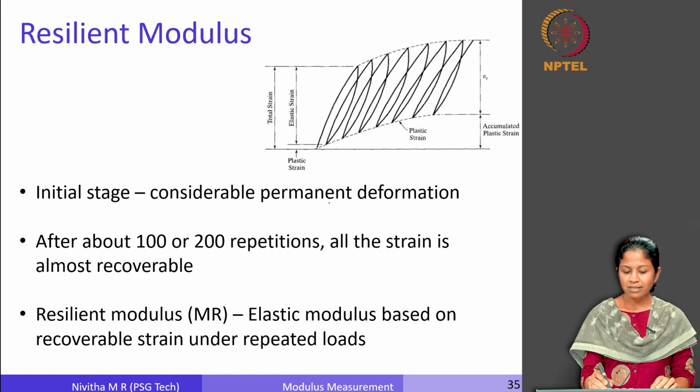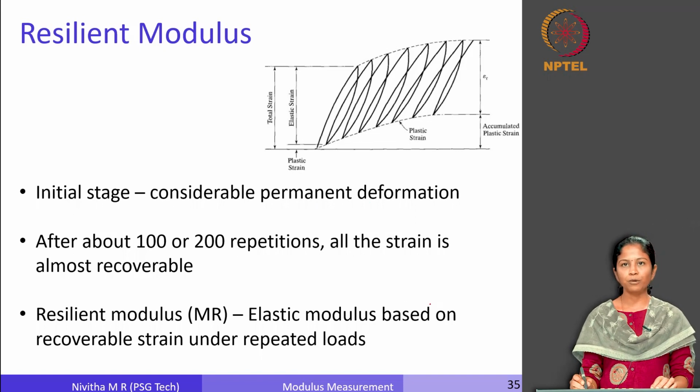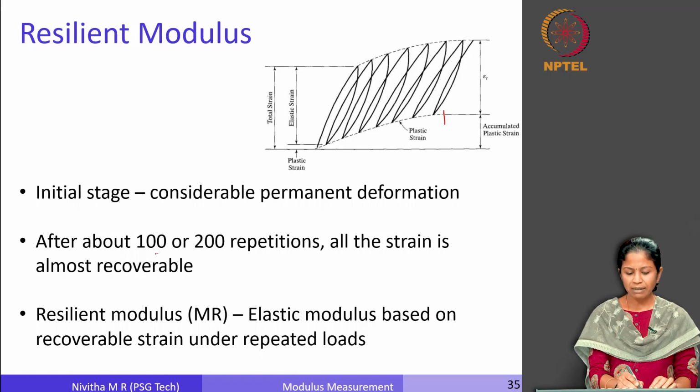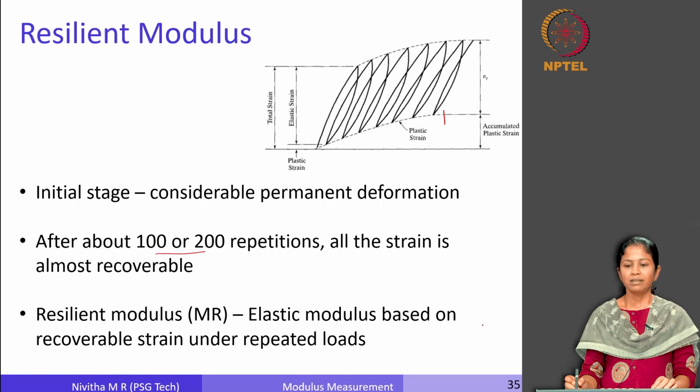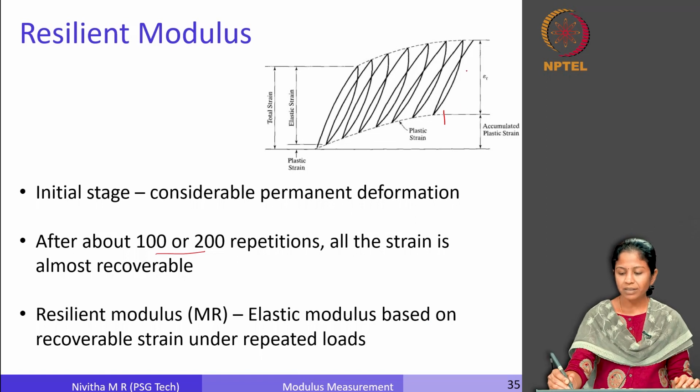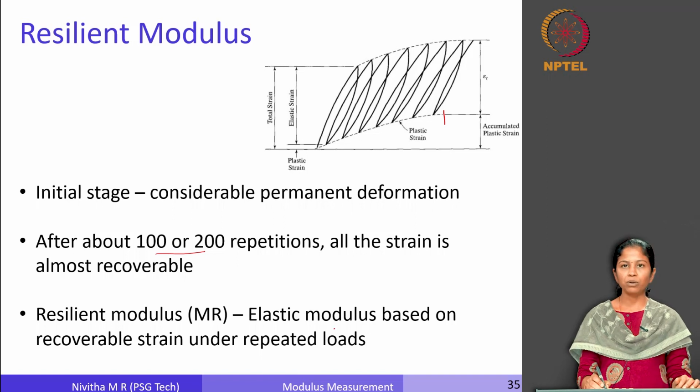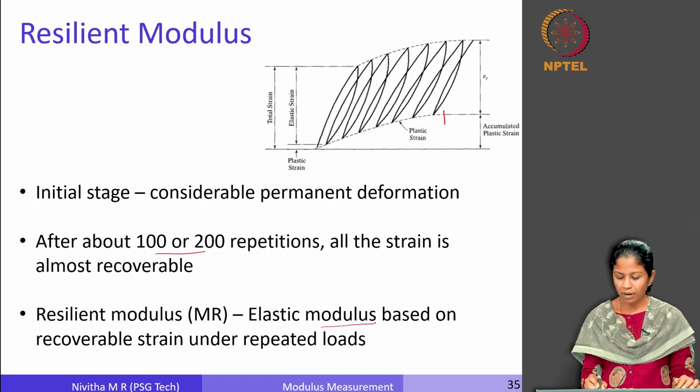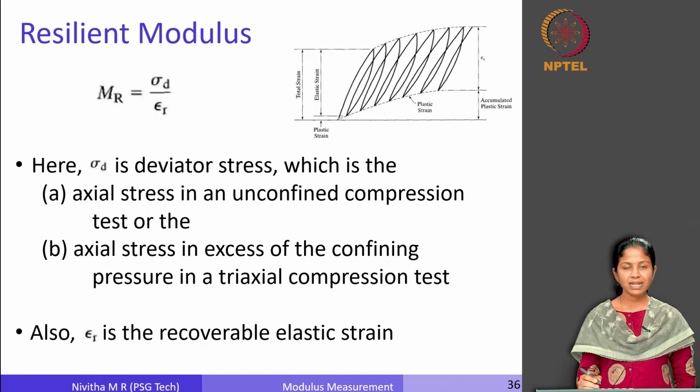Initially there is considerable permanent deformation that is observed in most of the granular materials. That is what I was talking to you about in this portion. Typically after about 100 or 200 repetitions, this permanent deformation will reduce and the permanent strain will become insignificant. Then we can consider the material to be in elastic state and compute the resilient modulus. As I said before, it is the elastic modulus based on the recoverable strain value that we see under repeated load.